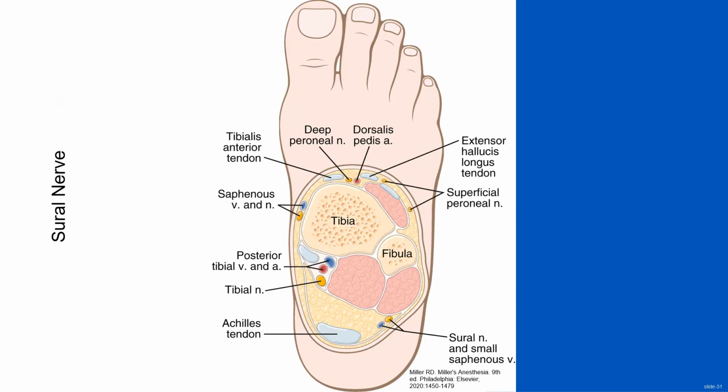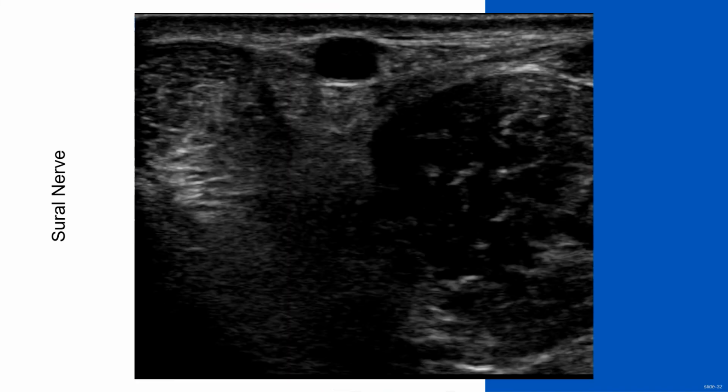Lastly, the sural nerve is located at the posterolateral aspect of the foot, posterior to the fibula. It is in close proximity to the small saphenous vein. Applying the probe to the posterolateral aspect of the foot will give you a good view of the small saphenous vein. Attention should be paid to gentle pressure on the probe so as not to collapse the vein.